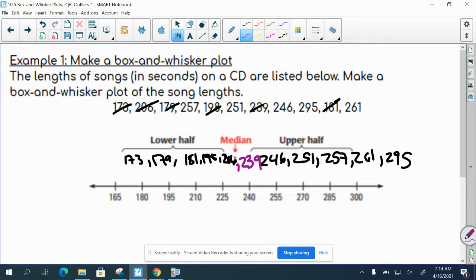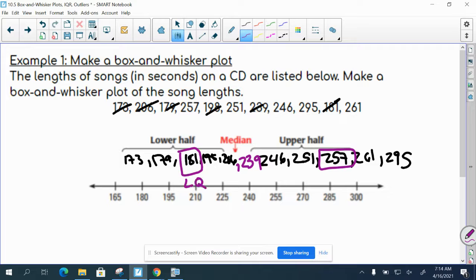All right, so anyways, so then your lower half is these 5 and your upper half is these 5. So then for your lower half, if it's 5, then you're going to pick the third one. That would be the lower quartile. So this is going to be your lower quartile, and then 257 is going to be your upper quartile.